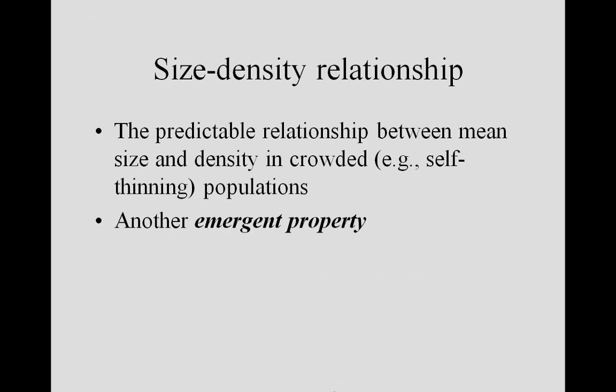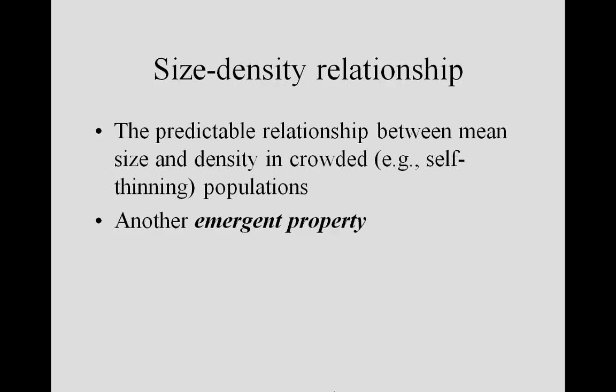Okay, size-density relationship. This is the predictable, and the emphasis here is predictable, relationship between mean size and density in crowded populations. Now, for the time being, we're going to restrict ourselves to stage D, or perhaps the latter portion of stage C, so a stand that's either self-thinning or is about to. So that's what we mean by the code word crowded here. We're really talking about stage D sorts of populations.